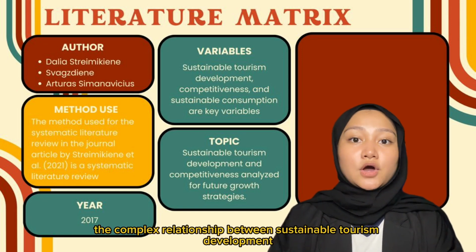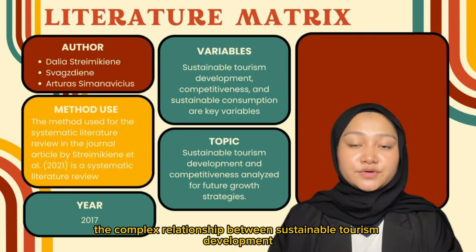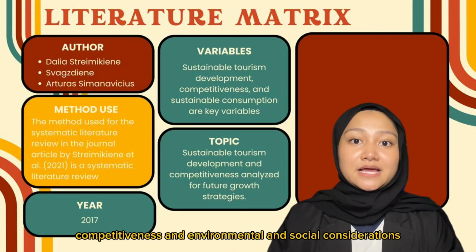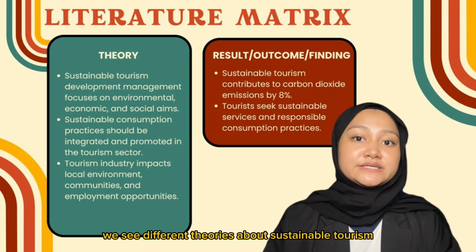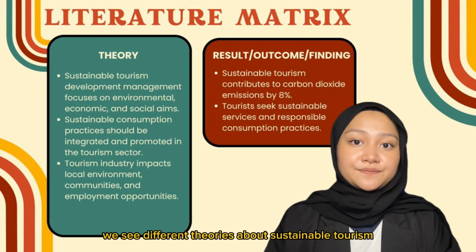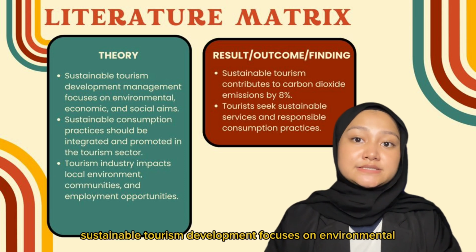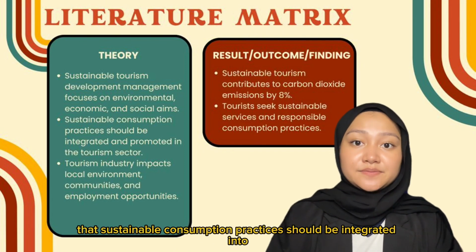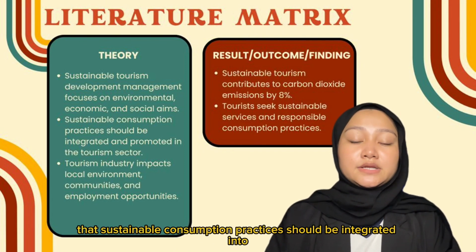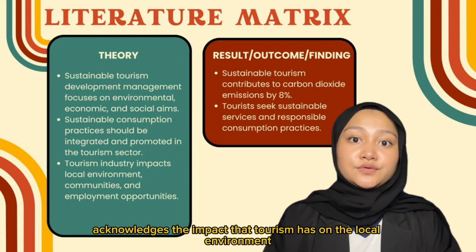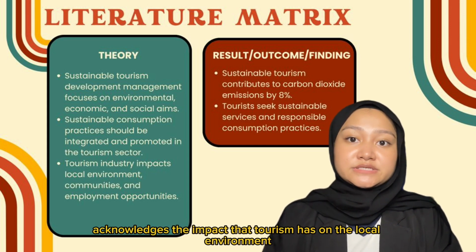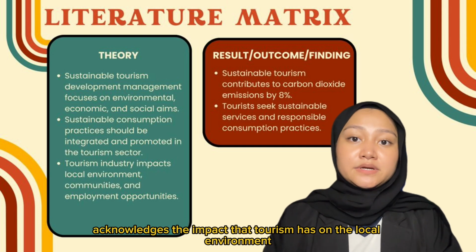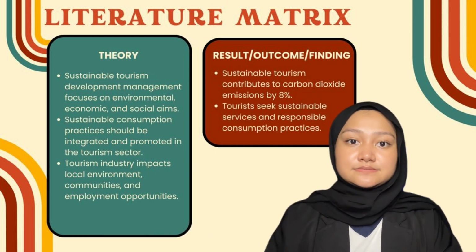This slide highlights the complex relationship between sustainable tourism development, competitiveness, and environmental and social considerations. On the left side of the metric, we see different theories about sustainable tourism. The first theory states that sustainable tourism development focuses on environmental, economic, and social aims. The second theory says that sustainable consumption practices should be integrated into tourism. The third theory acknowledges the impact that tourism has on the local environment, communities, and job opportunities.